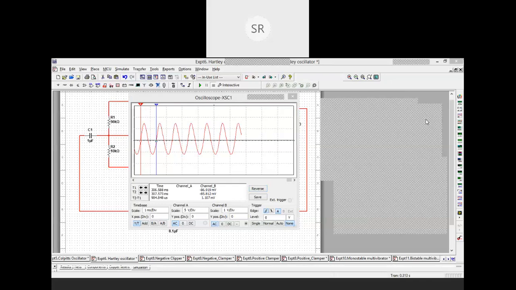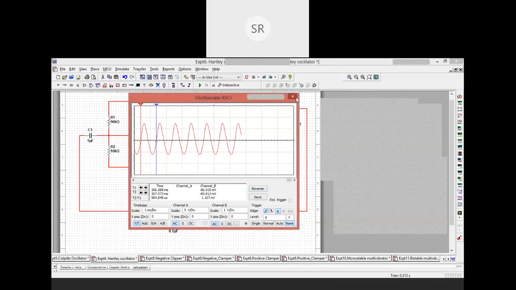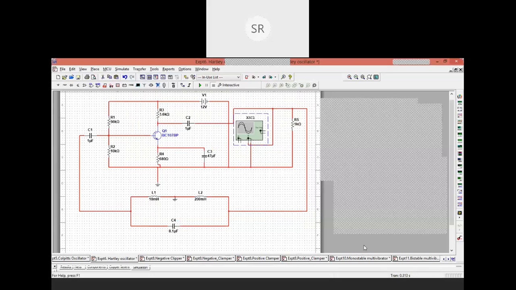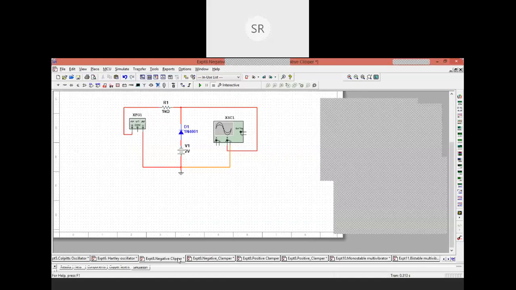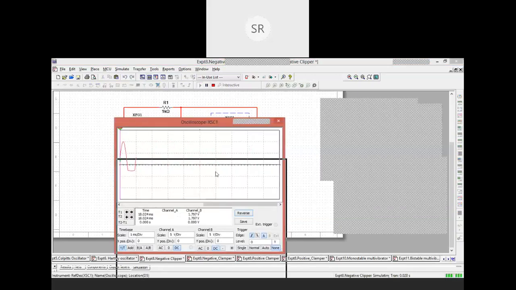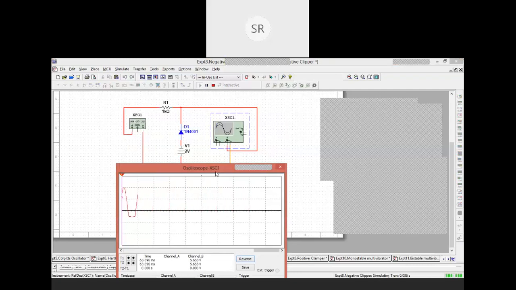Your 10th question is what? Negative clipper. This one is the 10th experiment. This one is the additional bias voltage provided here. Simulating this, you can view this waveform like this. Any other? Yeah. Any other questions?